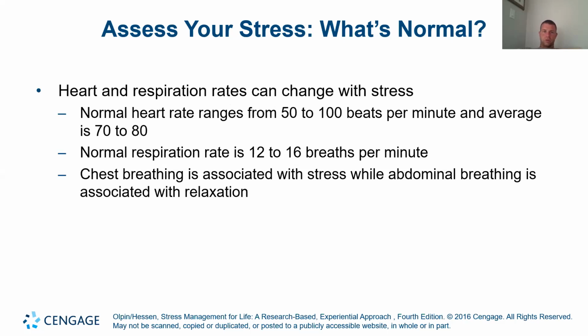So what's normal? Heart and respiration rates can change with stress. Normal heart rate range is from 50 to 100 beats per minute, an average of 70 to 80. Normal respiration rate is 12 to 16 breaths a minute. Chest breathing is associated with stress, while abdominal breathing is associated with relaxation.